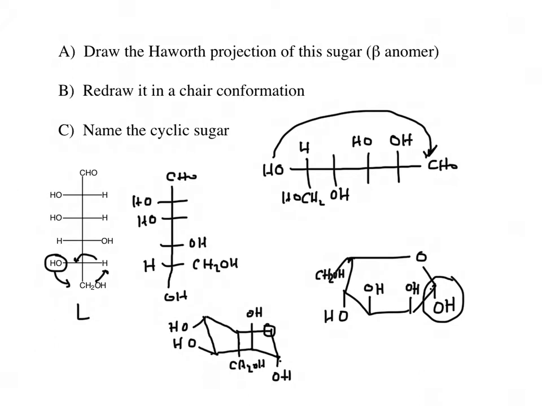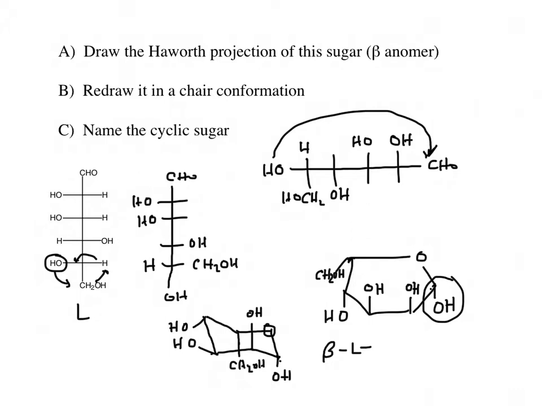All right, name this thing. Well, we know it's a beta, right? So in our name, we have beta. We know it's an L sugar. Do we know what sugar this thing is? That's sort of fun, huh? Because on your sheet, what kind of sugars do you have? D sugars. So this problem just goes on and on, doesn't it?